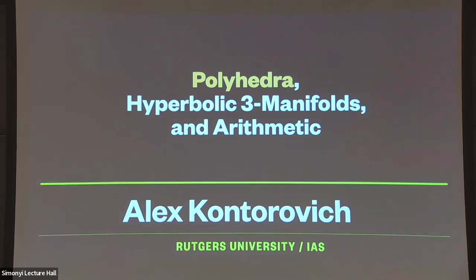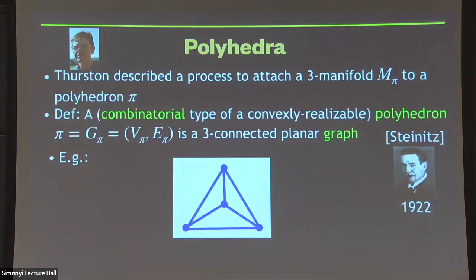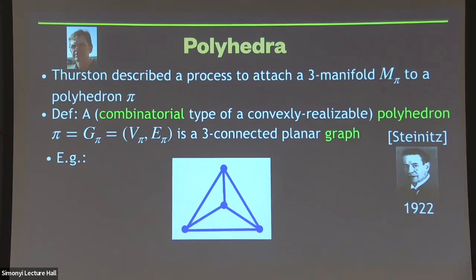So let's start at the beginning. What is a polyhedron? For me, a polyhedron is a three-connected planar graph, but that definition is actually a theorem of Steinitz from about 100 years ago. So I'm interested in these. I'll come back to this first point that Thurston explained a way to attach a three-manifold to a polyhedron. Let's work our way there.